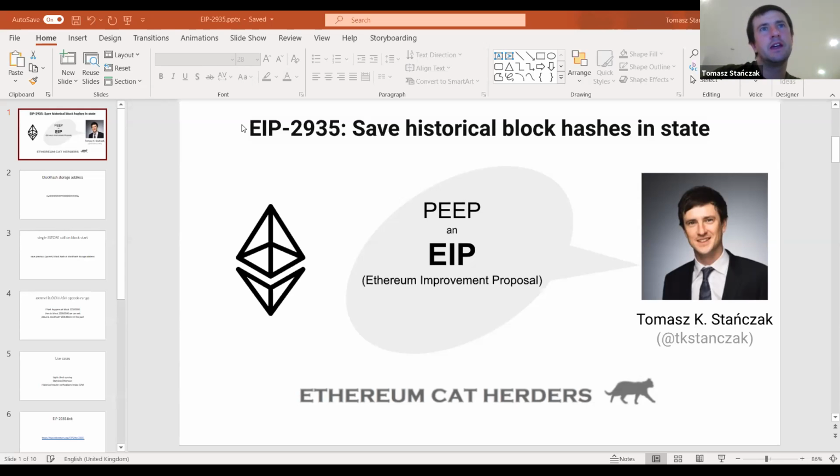Yeah, so in the case of 2935, you could create a 2935 testnet that would store those block hashes and would allow people to deploy some contracts that already use that, play with that, synchronize in the clients, launch the network, and only then it could be pushed to mainnet.